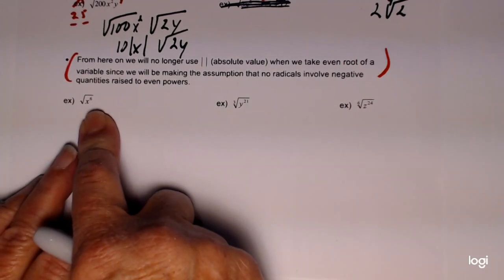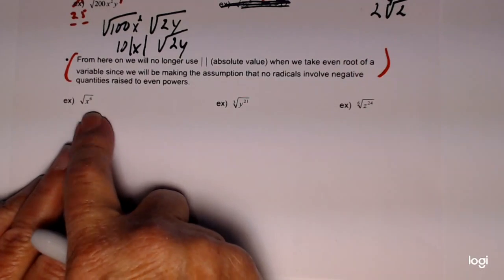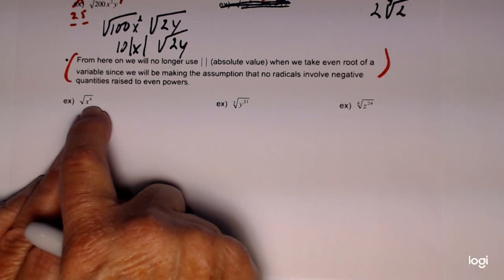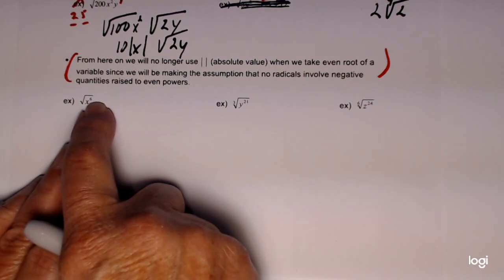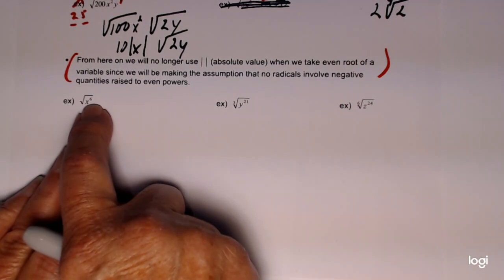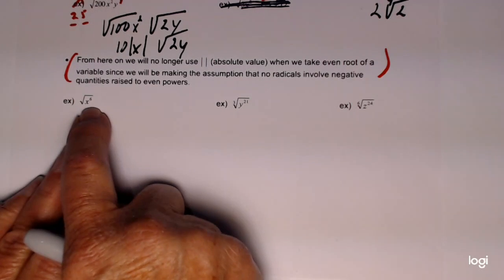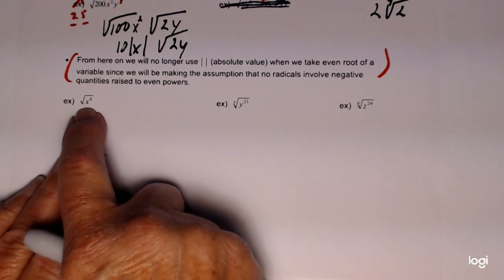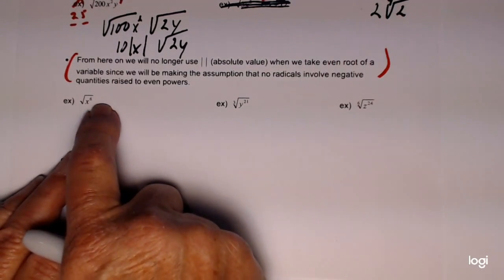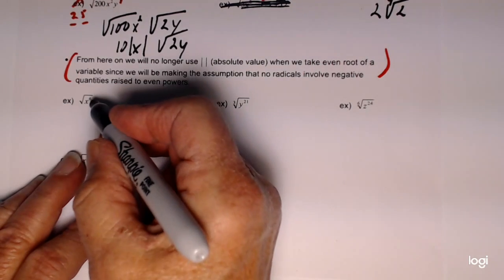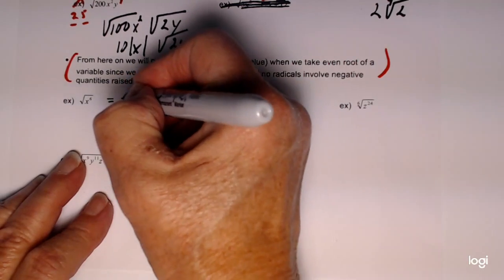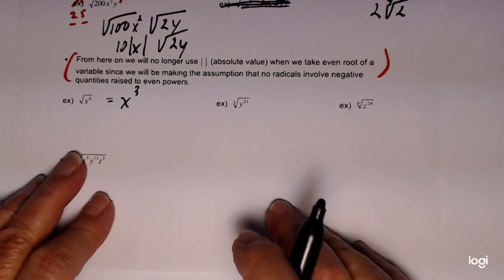But in these examples, I'm going to take a more direct approach, and that is what I refer to up here when we're taking a root and we have a variable that's involved. We're going to look at the exponent of the variable and divide it by the appropriate number, and that appropriate number will be dictated by the root that we're taking. So square root, what we do is we divide by 2. So here we have x to the 6th. So we divide by 2. 6 divided by 2 is 3. So our answer would be x to the 3rd power.